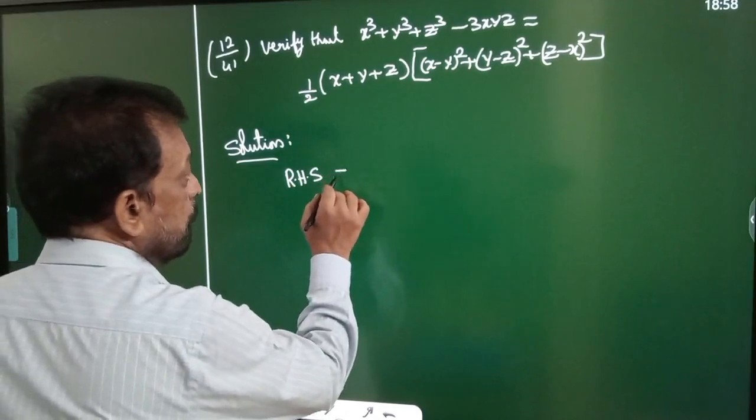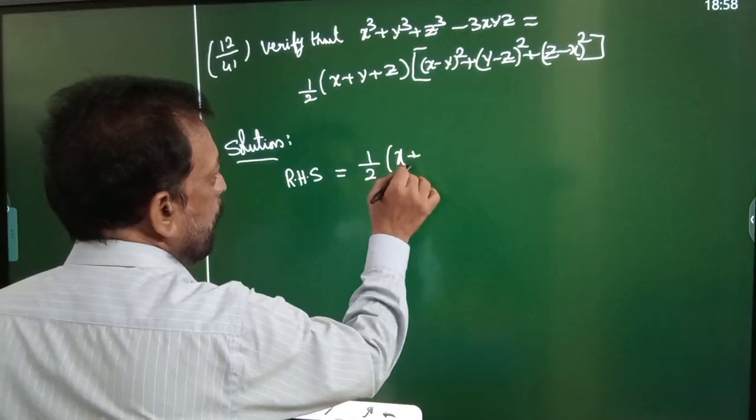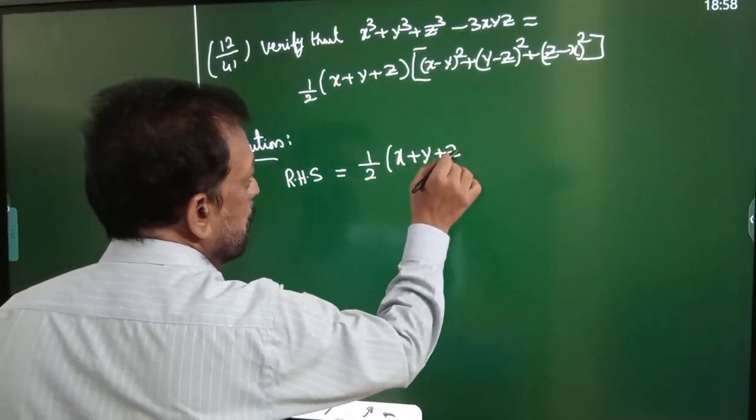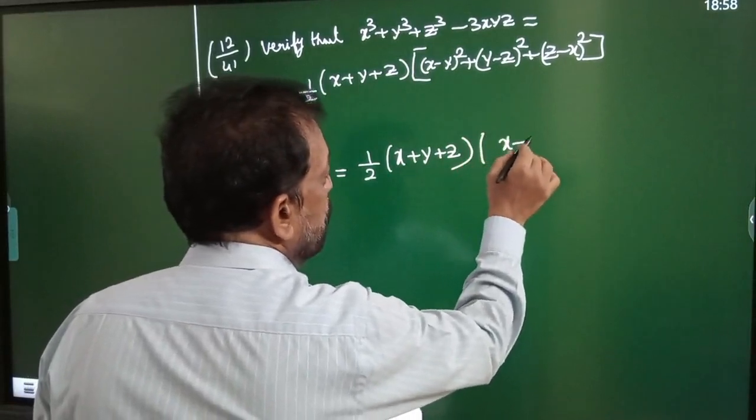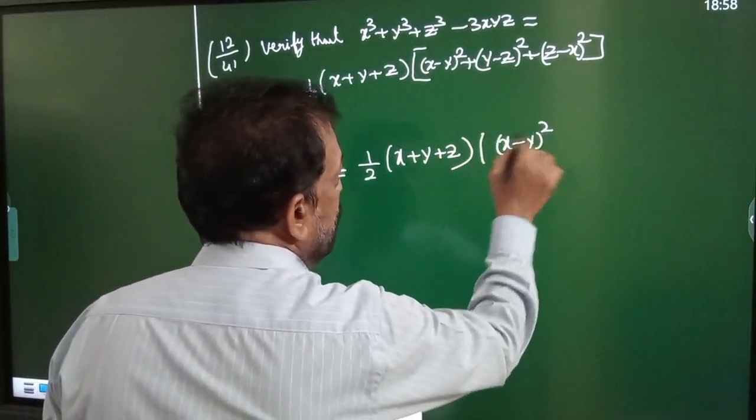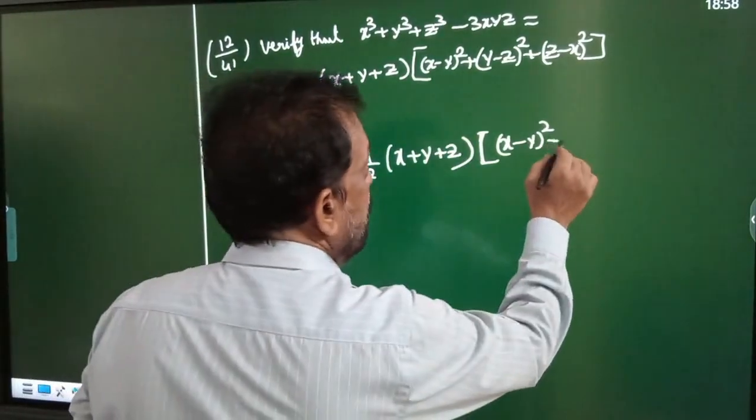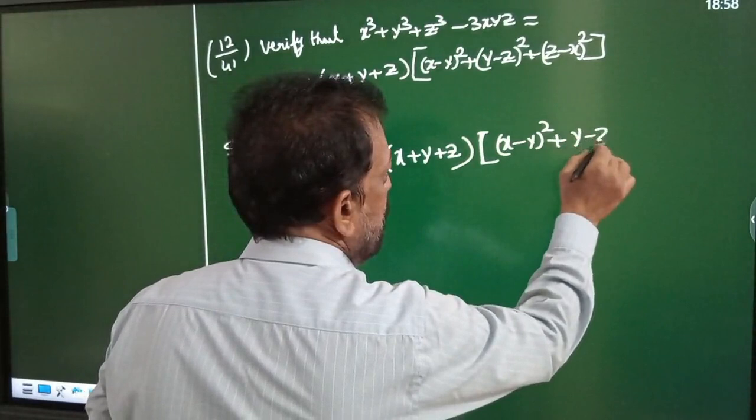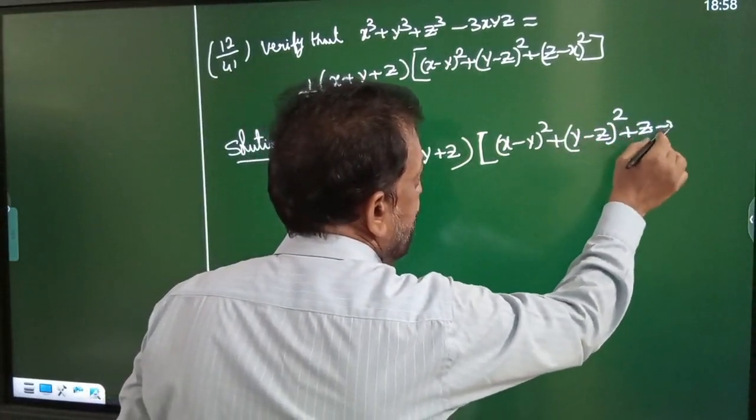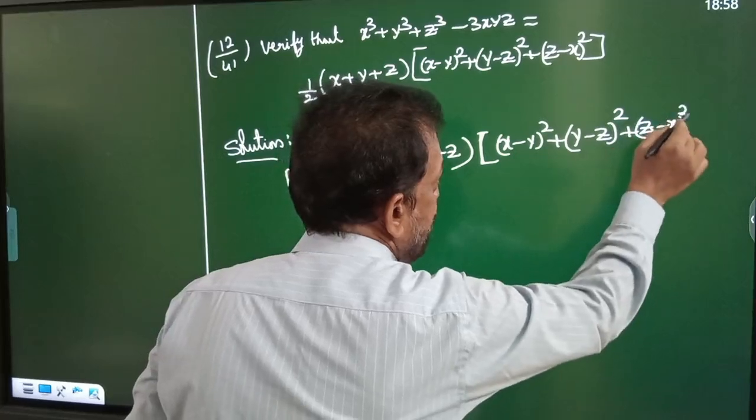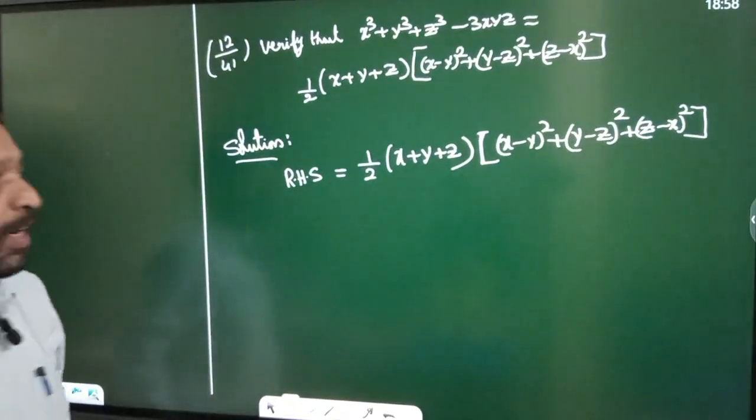RHS is equal to 1 by 2 into x plus y plus z into x minus y whole square, they are given. Please write once again. Put a square bracket, plus y minus z whole square plus z minus x whole square. Please expand by yourself. You'll get knowledge. If I do it, I'll get the knowledge. If you do it yourself, you'll get knowledge.